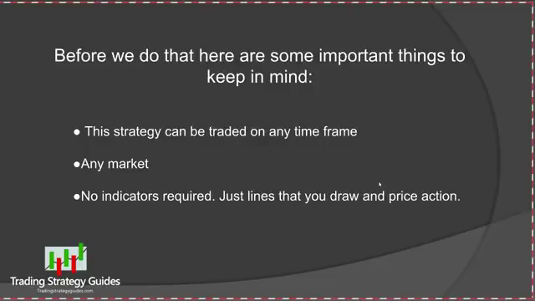This can be available for any kind of market. You can use it in the stock market. You can use it for gold. You can use it for Bitcoin. You can use it for Forex. You can use it for options. You can use it for just about any type of market. You'll always find triangles. That's what makes this so great. The other thing is there's no indicators required. You just draw and do price action.